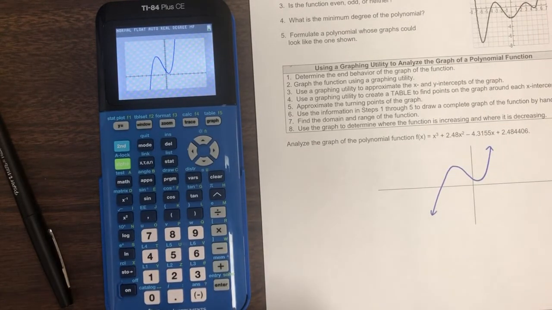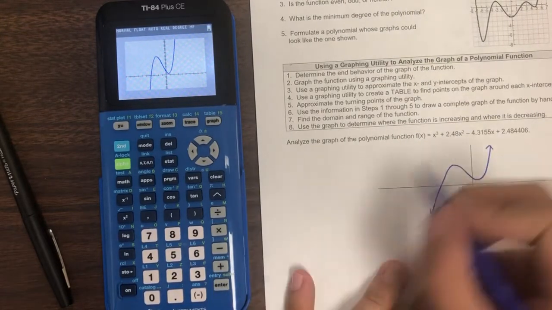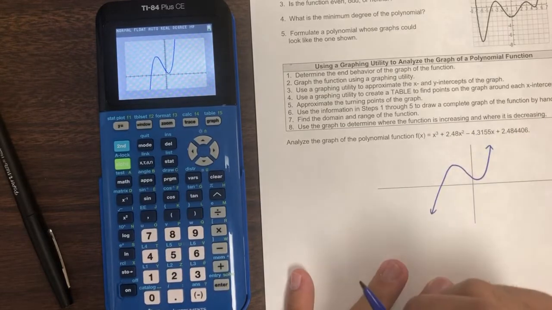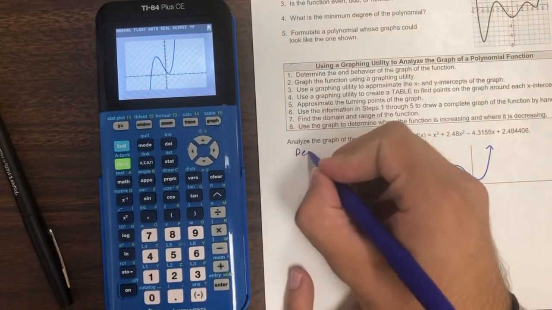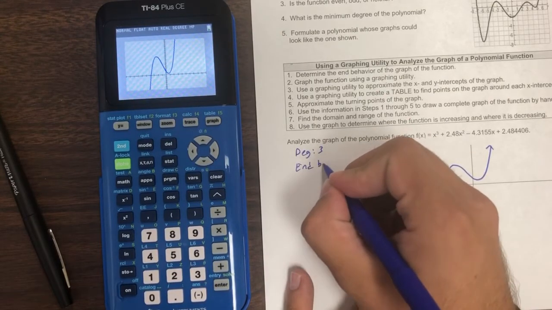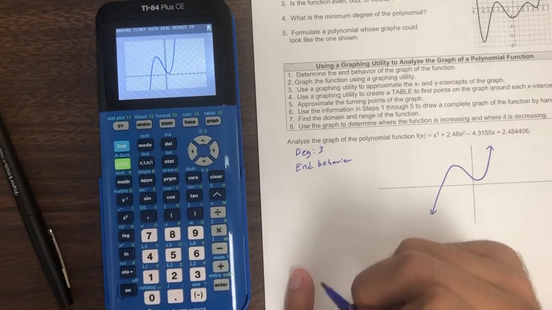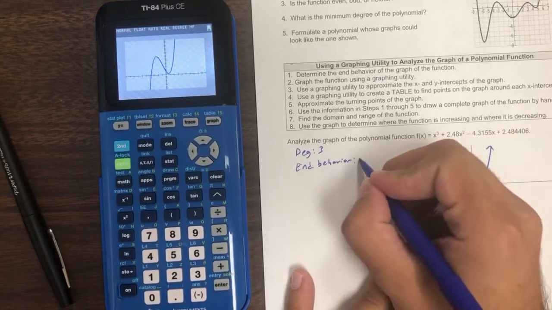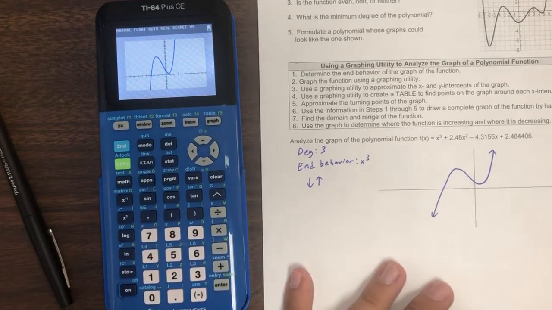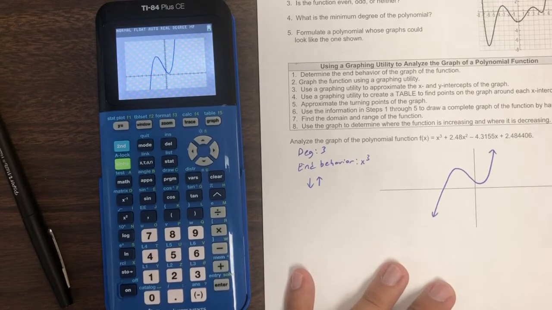So, first things first, this polynomial is in standard form because the exponents are going down, 3 to 2 to 1 to 0. So it is in standard form, so the degree is 3. And the end behavior is based on that third degree polynomial, that leading coefficient, which is x cubed. So I'm down and up. All right, so my left-hand side is down, right-hand side is up.